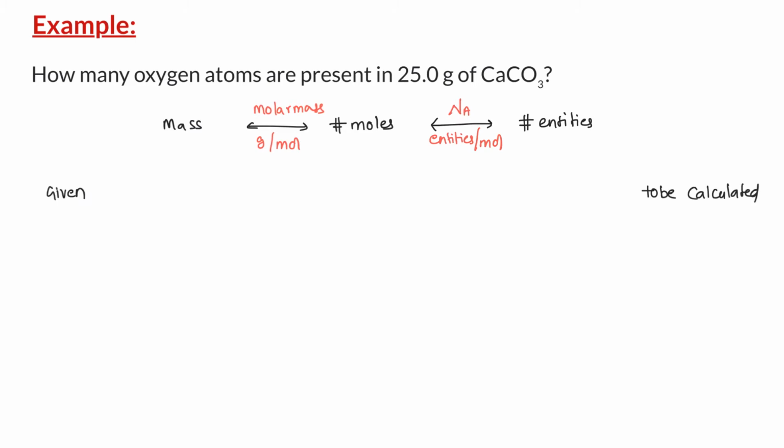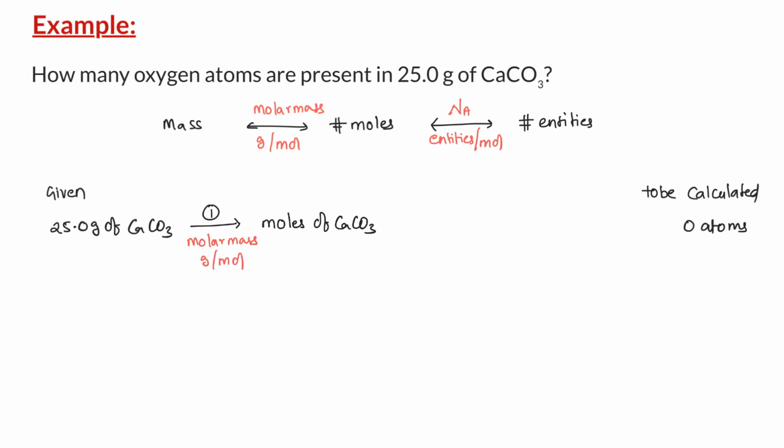We are given 25.0 grams of calcium carbonate, and we want the number of oxygen atoms present in 25 grams of calcium carbonate. We are going to do this conversion in steps. First, we convert grams of calcium carbonate into moles of calcium carbonate. The conversion factor that we will use is molar mass, which can convert from mass into moles. Or we can use the moles that we calculated from the previous slide.